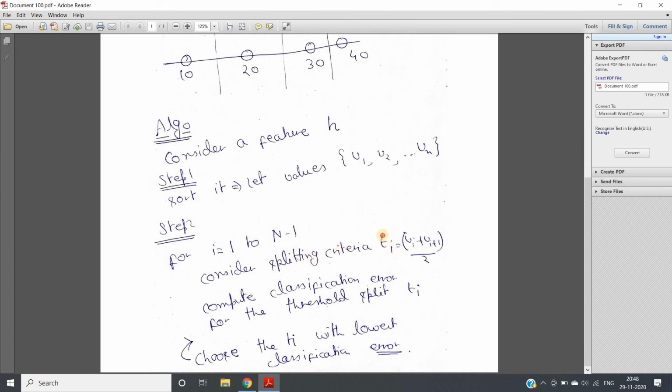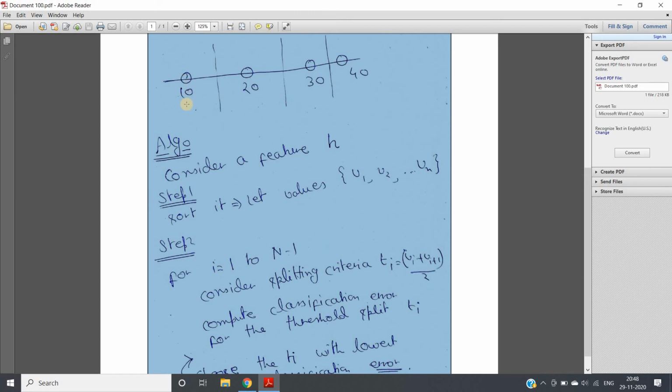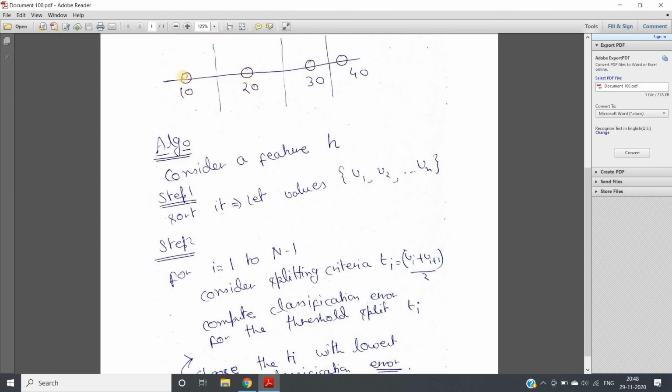So consider splitting criteria Ti as (Vi plus Vi+1) by 2. Basically one data point plus the next one, divided by 2, that is the middle value we are choosing. You can easily understand this if you have done a simple data structures and algorithms course in your BTech degree or in placement preparation, right? So suppose i equal to 1, then T1 will be V1 plus V(1+1), that is V2, by 2. So V1 plus V2 by 2. In this scenario V1, the first data point, is 10, V2 is 20, so 10 plus 20 by 2, that is 15, like that.